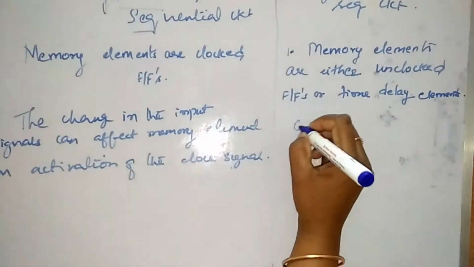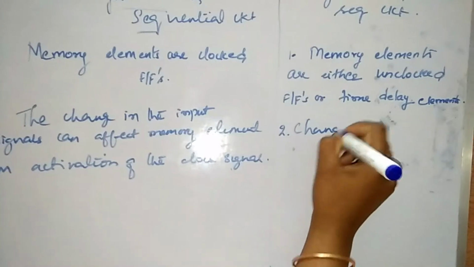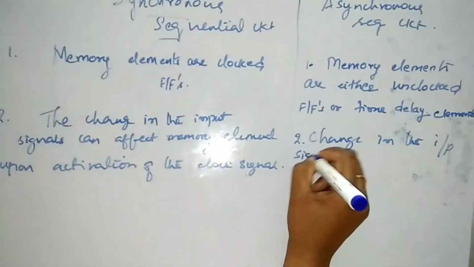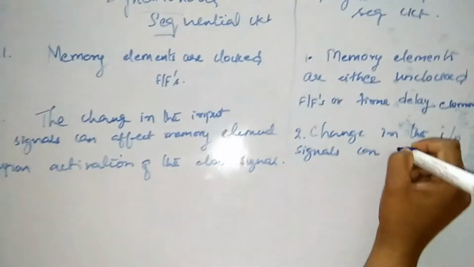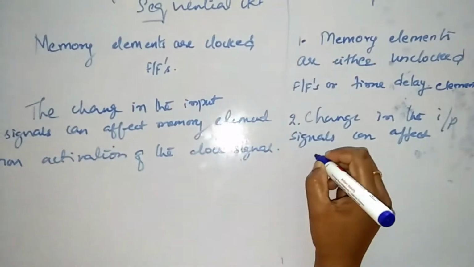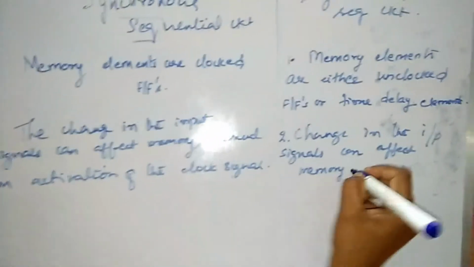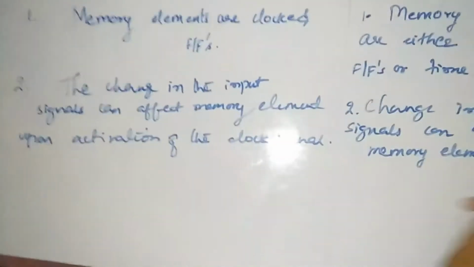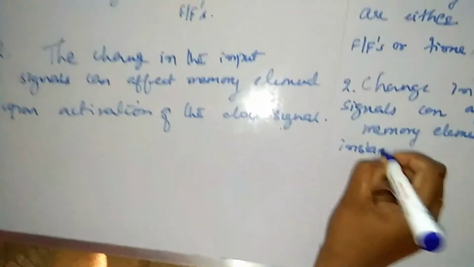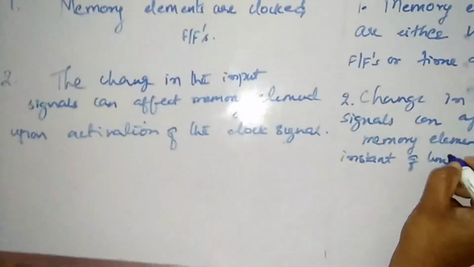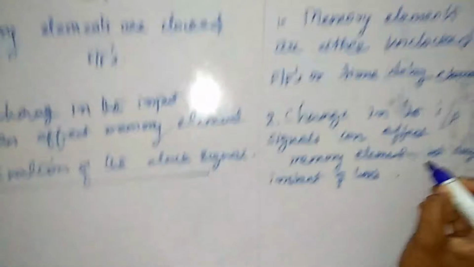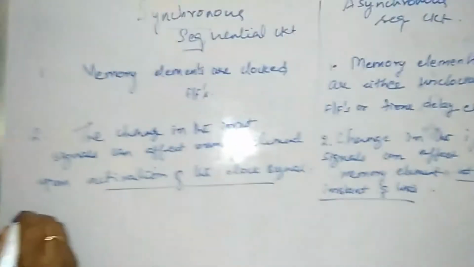Here in the asynchronous circuit, the change in the input signals can affect the memory element at any instant of time. This is very important. Here it is upon the activation of the clock signal. Here it is at any instant of time. That is why it is the asynchronous sequential circuit.